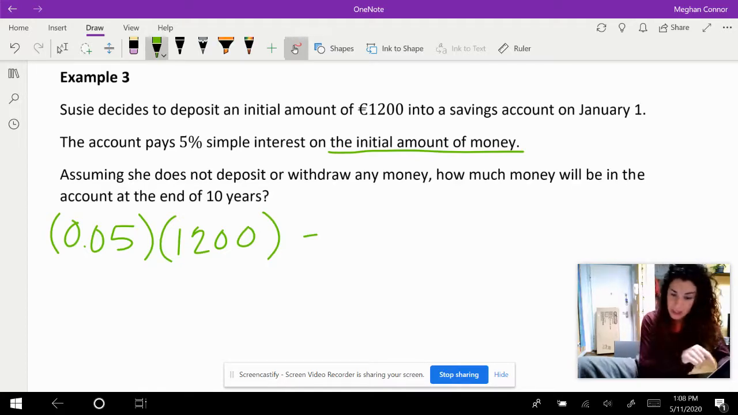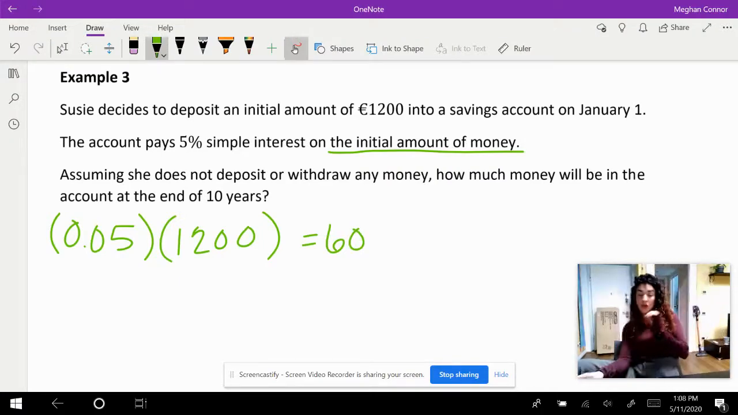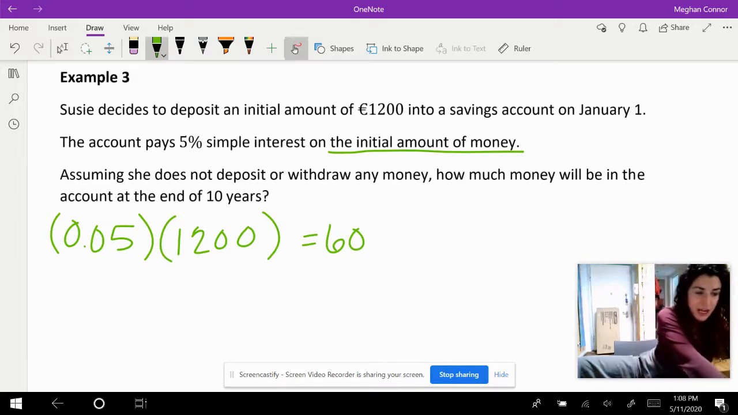0.05 is the decimal representation of 5%. And that's 60. So we're only adding in 60 every year. It doesn't tell you whether the interest comes due every month or every year. I'm going to assume every year. I'll pull up your textbook real quick and double check.